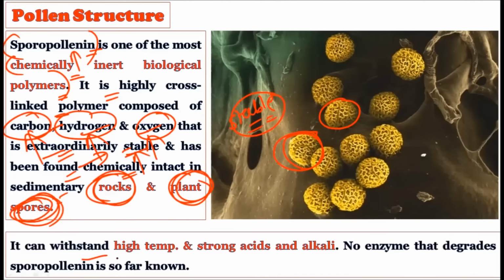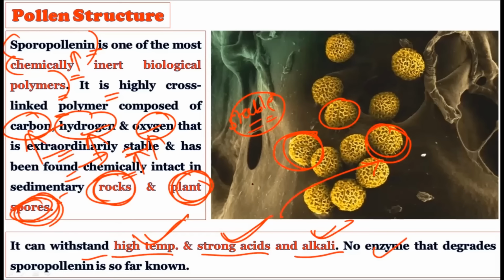Okay, now it can withstand a very high temperature, strong acid, and alkali. The effect of high temperature, strong acid, and strong alkali is not there on the sporopollenin. For example, if you give the treatment of high temperature, strong acid, or alkali to the pollen grains, it will have no impact on the outer wall of the pollen grain, that is the exine. Also, no enzymes that can degrade the sporopollenin are known so far. That is, there is no enzyme in this world which can break the sporopollenin.